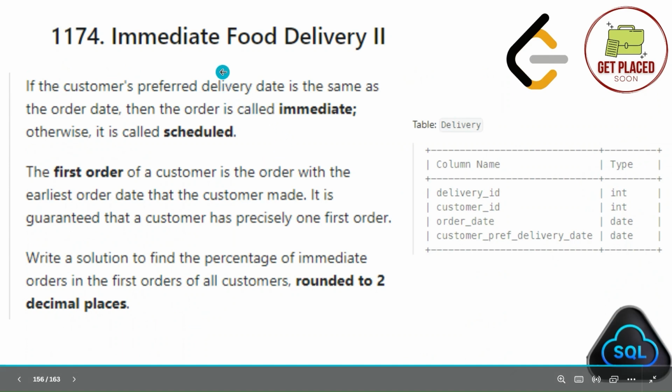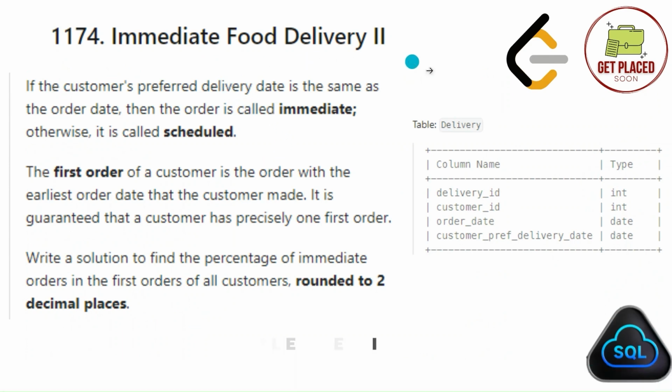So, according to this question, immediate food delivery two, we have only one table. The table consists of order details like delivery ID, customer ID, order date, customer preference, delivery date. So these two columns consist of dates, and I'm going to introduce to you two terms.